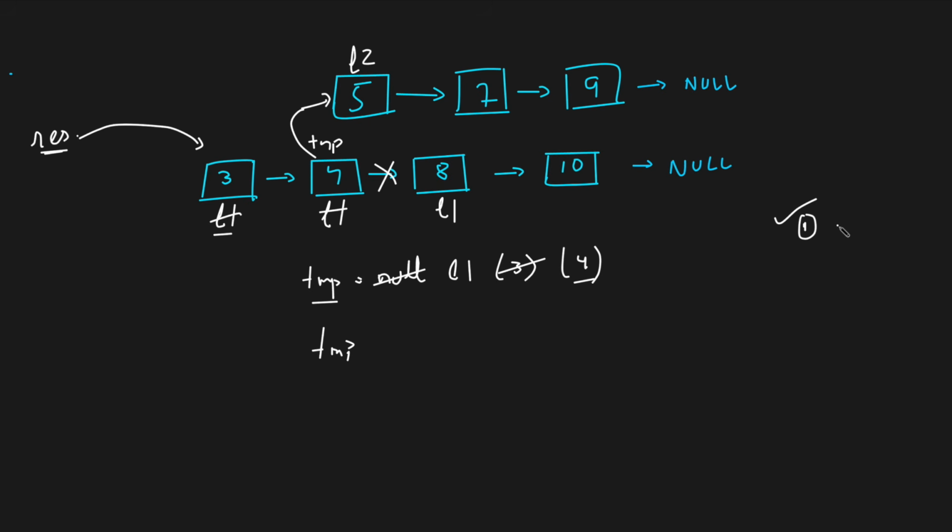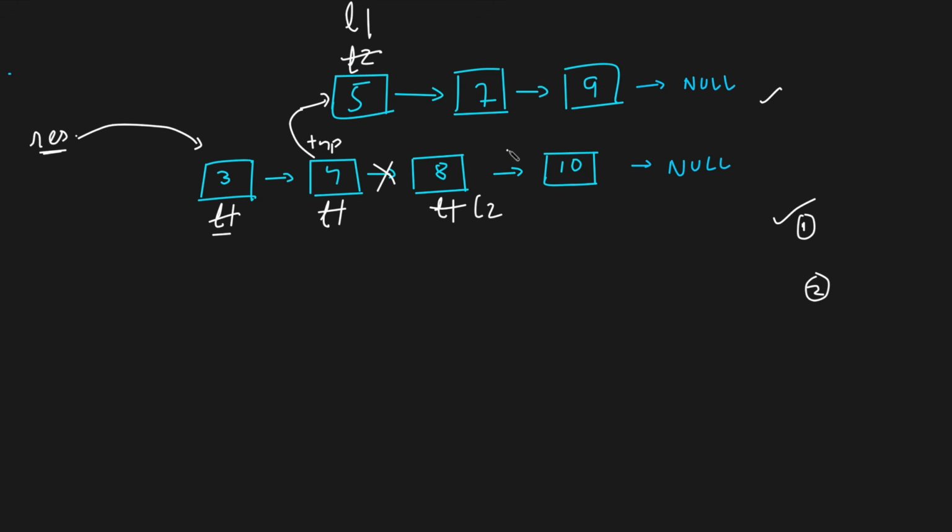Now it's time to start the next iteration. But before that, who is your smaller node? Now I can say that my smaller node is this, because L1 is pointing to 8 and L2 is pointing to 5. So what you do is you swap them. Basically you say that L1 is this now and L2 is this now. And after this, you're going to start your second iteration. Now in the second iteration, you're going to do this exact similar thing.